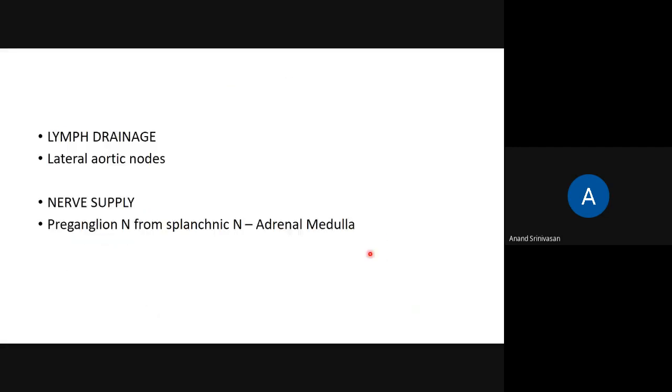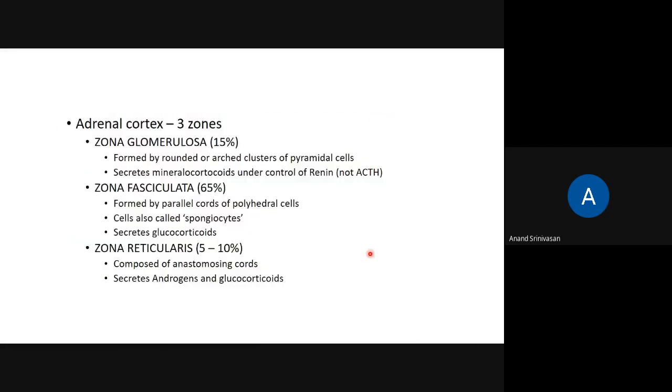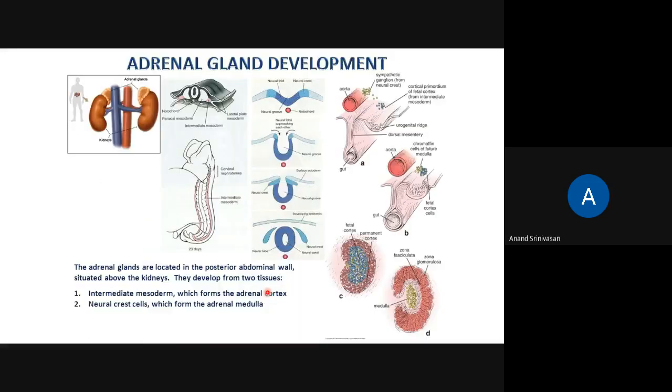Sorry, I'm going front. The adrenal cortex is divided into three parts: glomerulosa, fasciculata, and reticularis. The glomerulosa secretes mineralocorticoids, the fasciculata secretes glucocorticoids, and the zona reticularis helps in the secretion of androgens and glucocorticoids. So that's regarding the histological aspects.